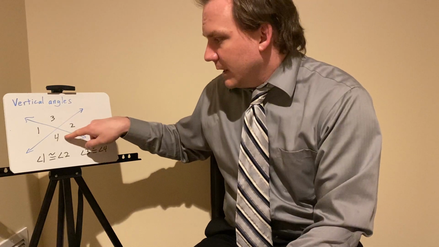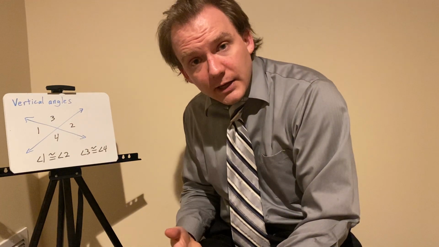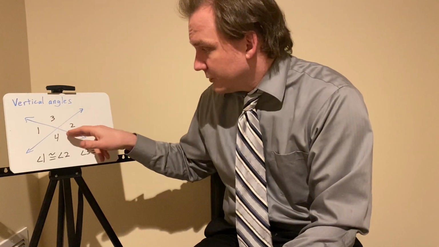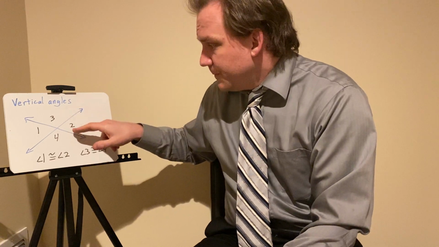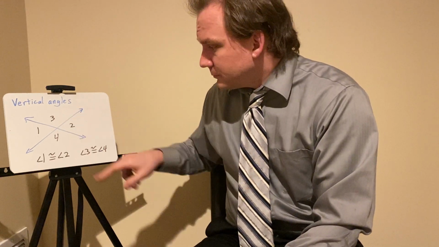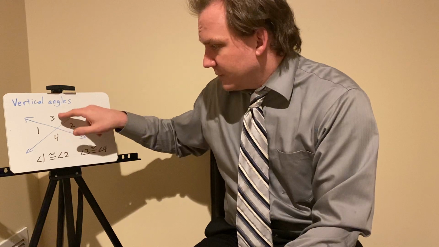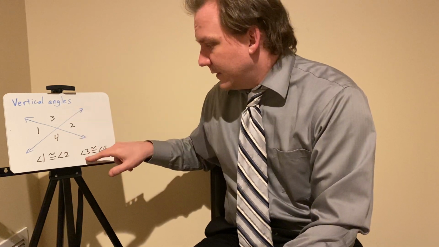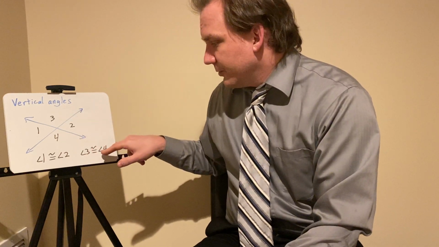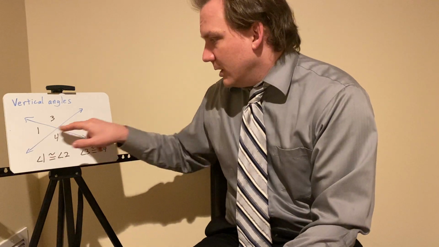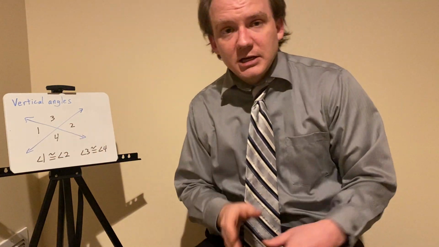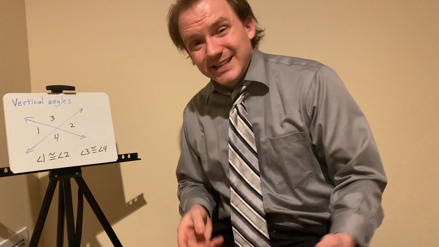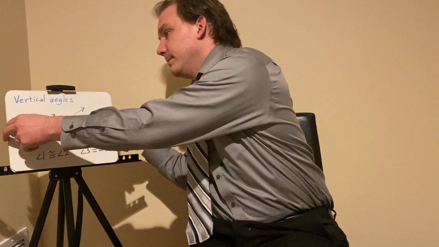So angle 1 and angle 4 would actually be supplementary angles, because they equal 180, or a straight angle. 3 and 2 would be supplementary as well. But these non-adjacent ones, like 3 and 4, are vertical angles, and they are congruent. Angle 3 is congruent to angle 4, and angle 1 is congruent to angle 2. Anytime you have intersecting lines, you have two sets of vertical angles formed.